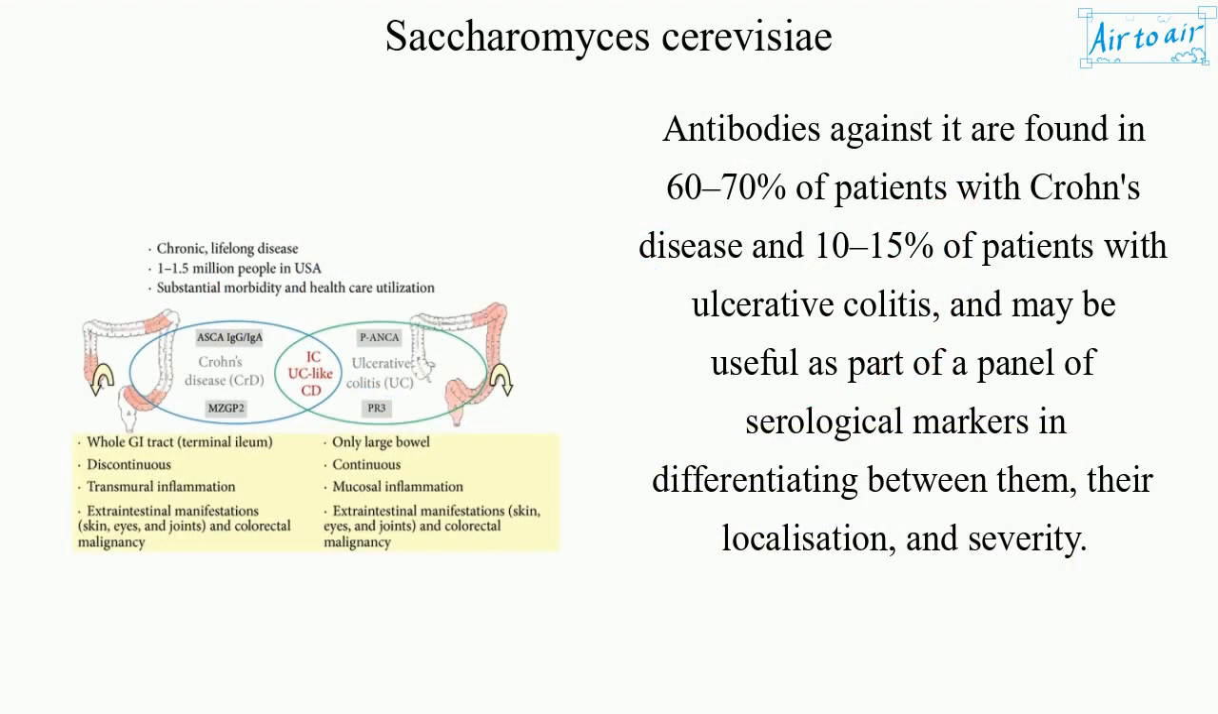Antibodies against it are found in 60-70% of patients with Crohn's disease and 10-15% of patients with ulcerative colitis, and may be useful as part of a panel of serological markers in differentiating between them, their localization, and severity.